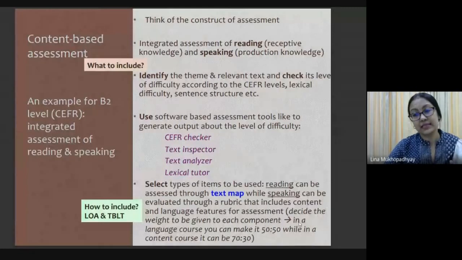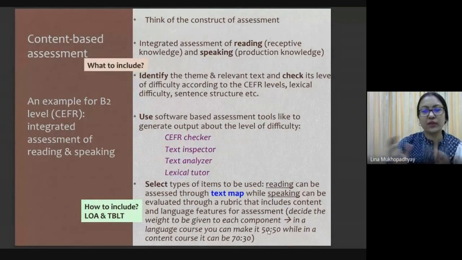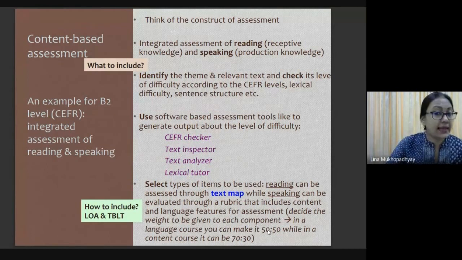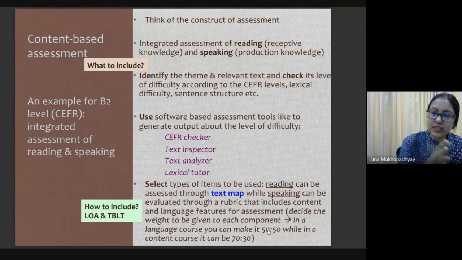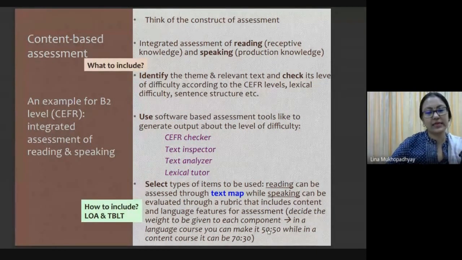Okay, and then as teachers, we have to also decide the weight to be given to each component. So if it is a language course, we can make it 50-50, while in a content course, it can be 60-40, 70-30, as you find it suitable. There is no one rule of thumb. But if it is within a content course and you are looking at language development in the content course, you need to give some weight to the language, but definitely more weight has to be given to the content learning and the expression of that learning.